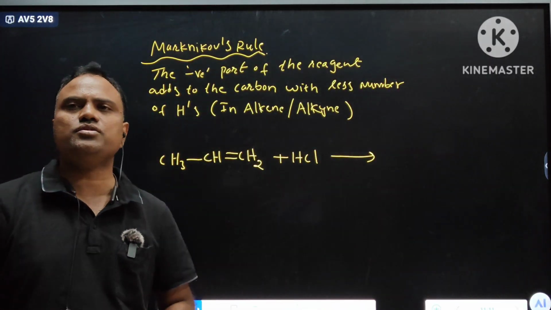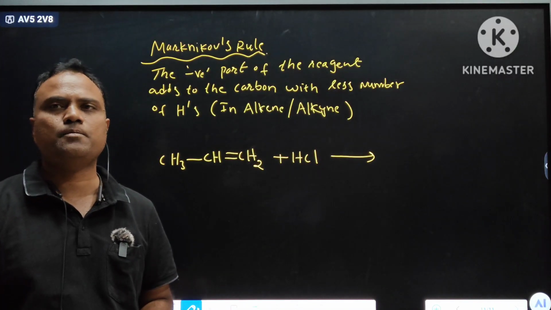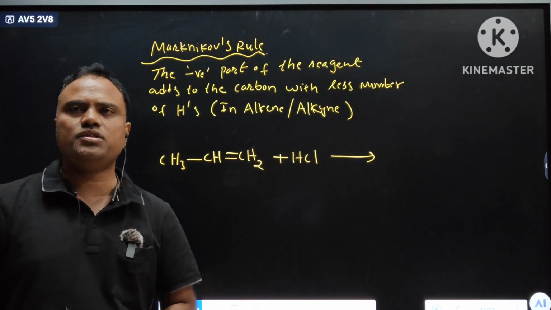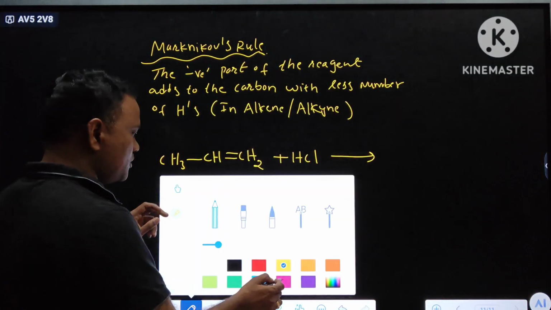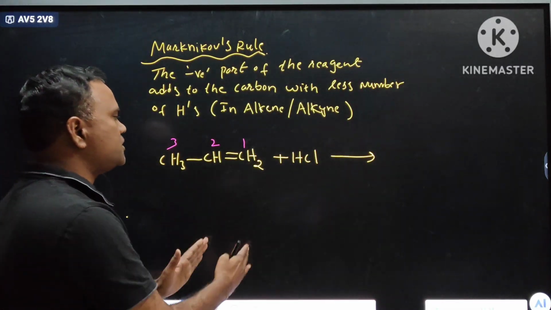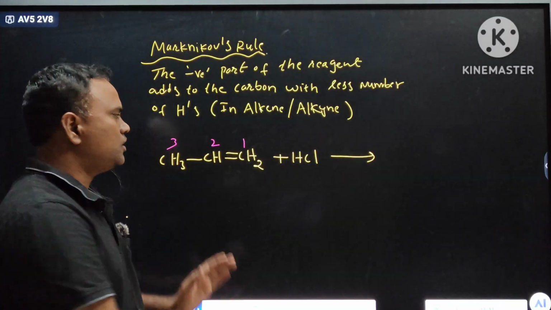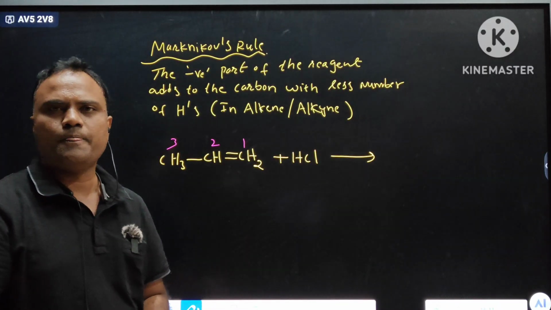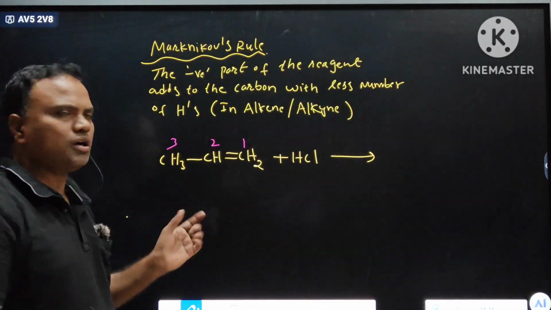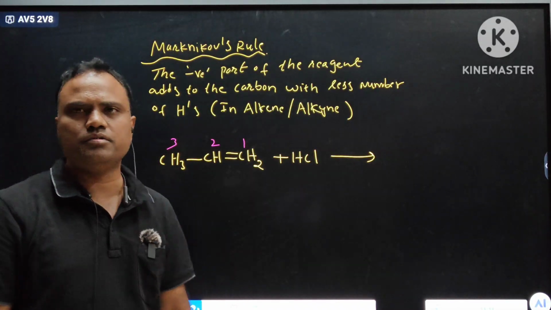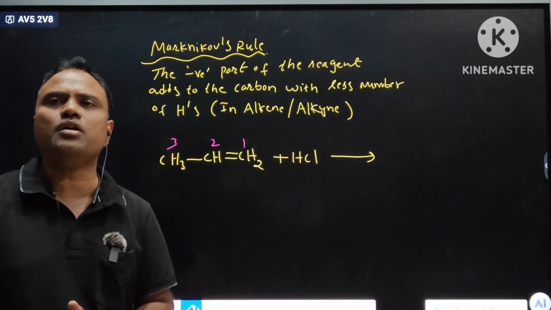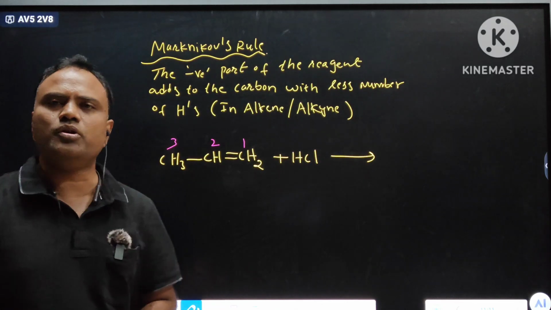What is the negative part of HCl? Cl negative, right? This is the reagent or addendum. Negative part is Cl negative. Observe these two double bonded carbons, 1 and 2. Addition always takes place at double bonded carbons only. Don't take the third carbon into consideration. This is a single bonded carbon; addition does not take place here in normal electrophilic addition. So consider the double bonded carbons only.